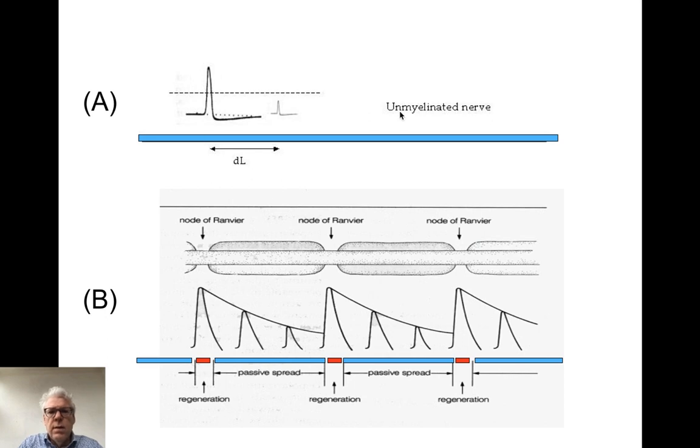This is different in an unmyelinated nerve, where the voltage-gated channels are spaced much closer to one another because the electrotonic conduction distance is much smaller.